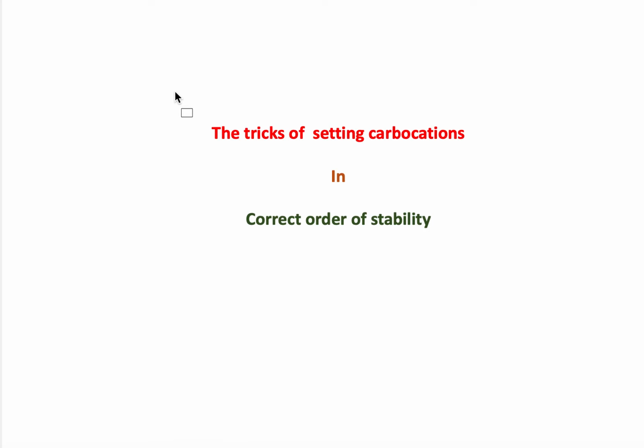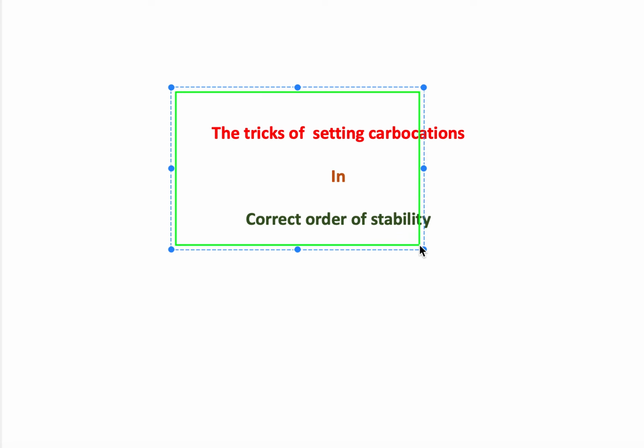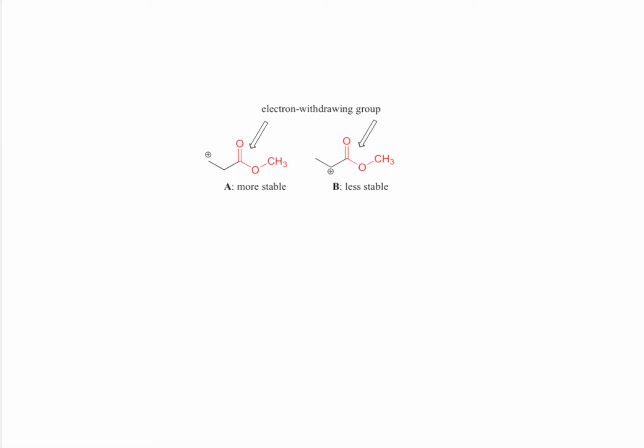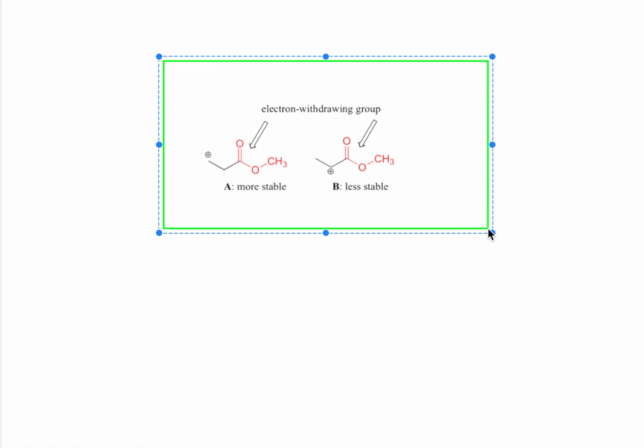We are going to discuss the tricks of setting carbocations in correct order of stability. I have observed many students face great difficulty when they face a huge number of carbocations to arrange them in correct order of increasing or decreasing stability. Therefore, it is important to understand the factors responsible for the stability of carbocations. Here you can see we have two similar molecules.